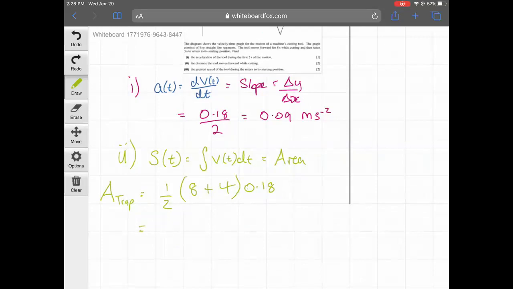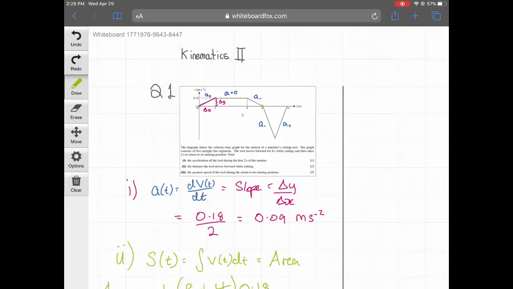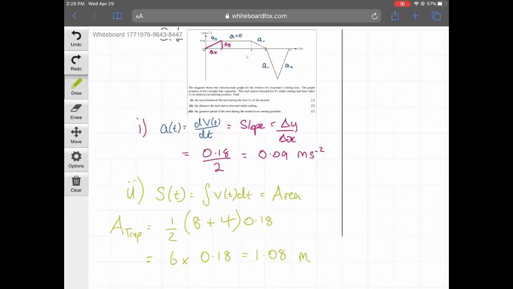So we've got 8 plus 4 is 12. Half of 12 is 6. So we've got 6 times 0.18. And I'm just going to use my calculator to work that out, because my brain's not working this morning. So we've got 6 times 0.18, 1.08. And the units will be meters, because the velocity is given in meters per second, and we've multiplied that by seconds, so we get meters. Okay, easy 3 marks.